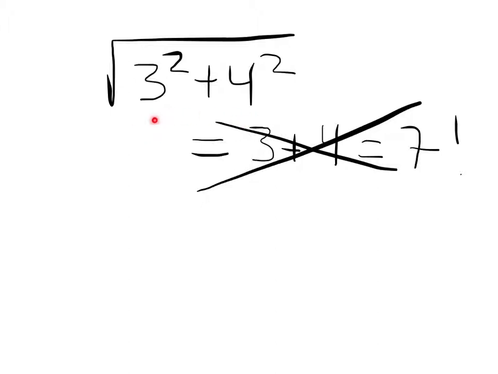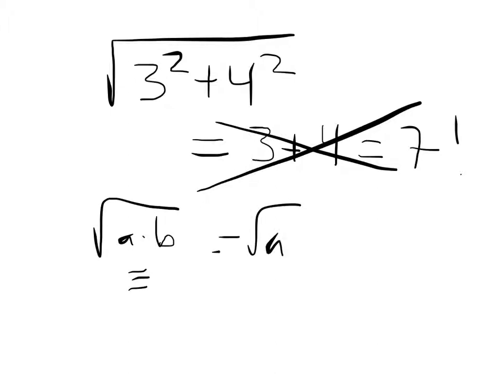You have to write in terms of simplifying what's under here first, or you need to write it in factored form first before you can take the square root. Indeed, our rule was the square root of a times b equals the square root of a times the square root of b. But up here, note, we don't have times, we have plus.